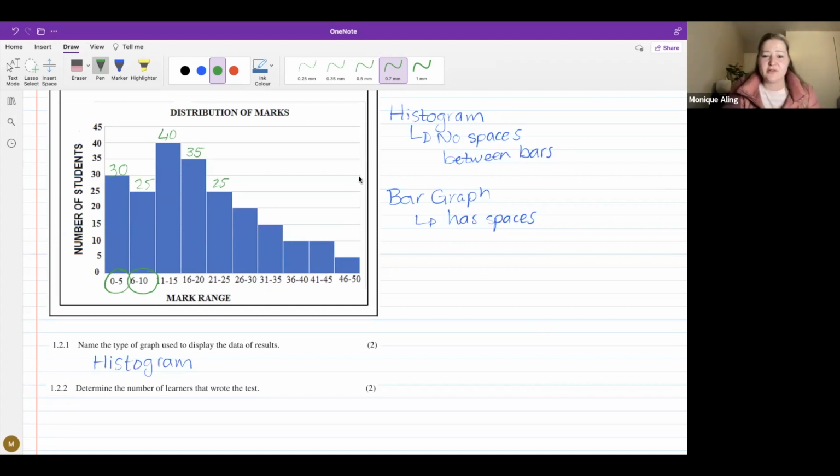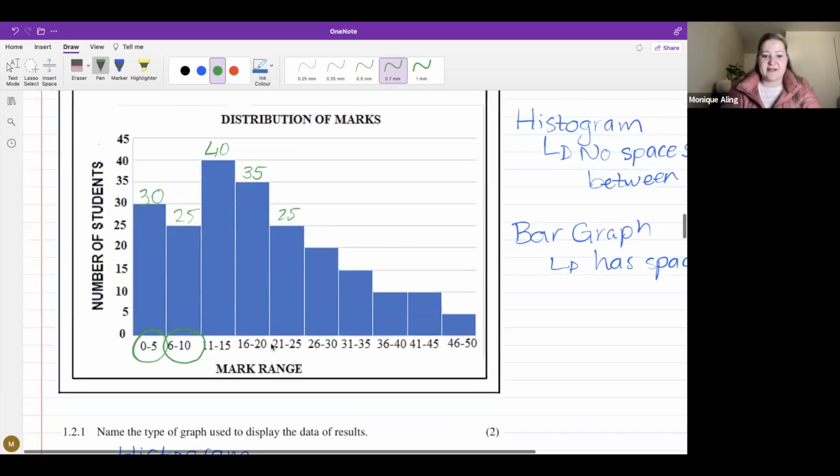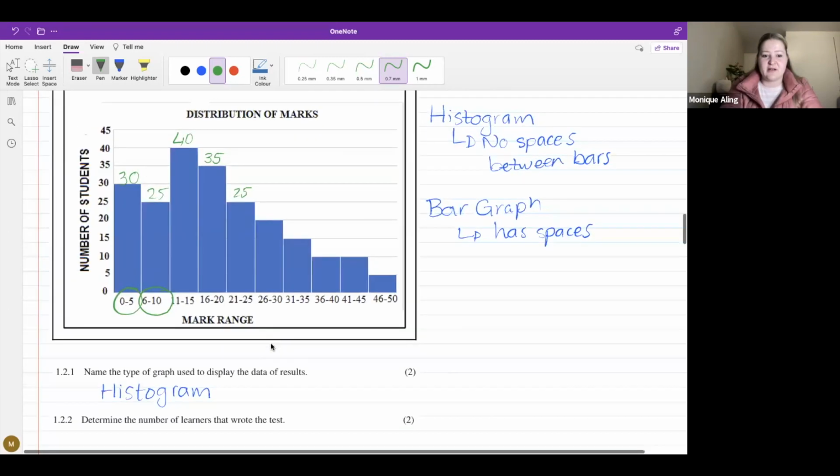Nompumelelo, it's close. I'll double check that. The question, Tando, is determine the number of learners that wrote the test. So we're looking at the bar graph. Yeah, supposed to calculate the number of students.